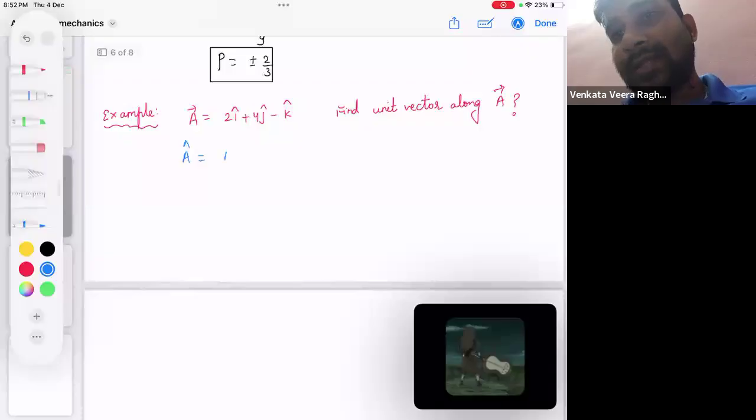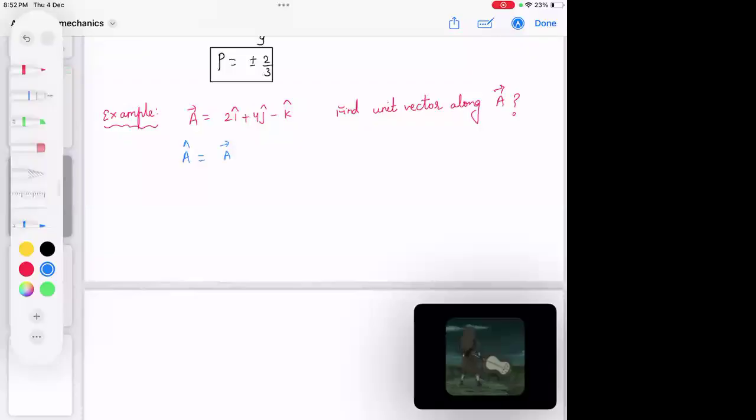Can we say that it is going to be 2i plus 4j minus k by root 21? Yes, sir.